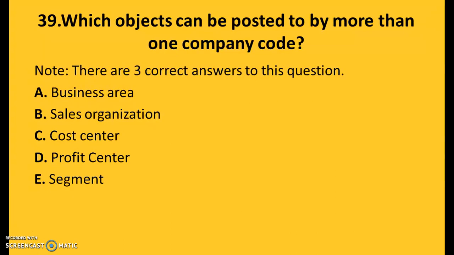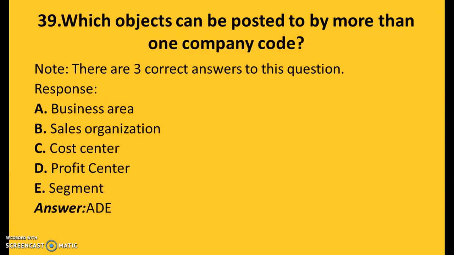Which objects can be posted to by more than one company code? There are three correct answers for this. We have A, business area, B, sales organization, C, cost center, D, profit center, and E, segment. And in this, the right answers are A, D, and E. So we can post it for more than one company code. What are they? Business area, profit center, and segment.